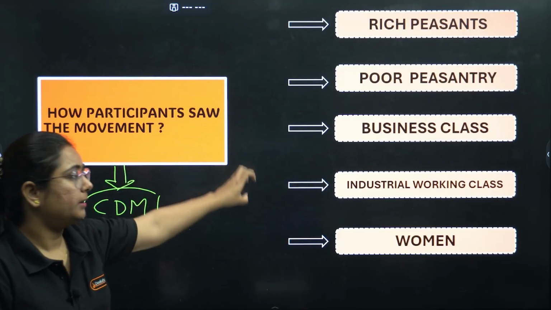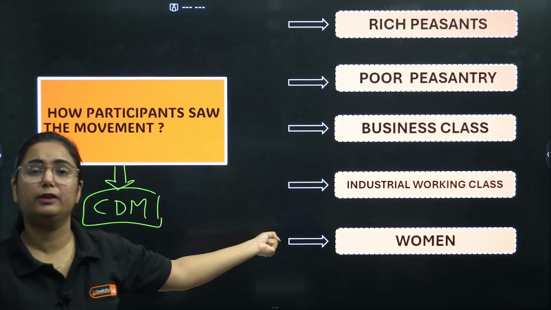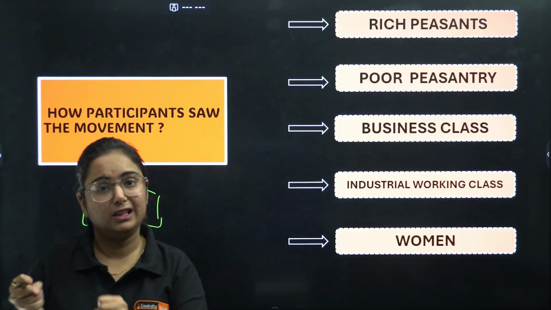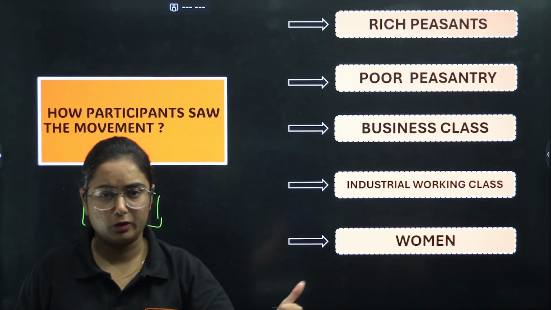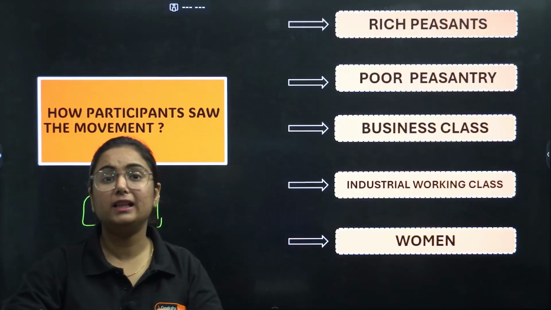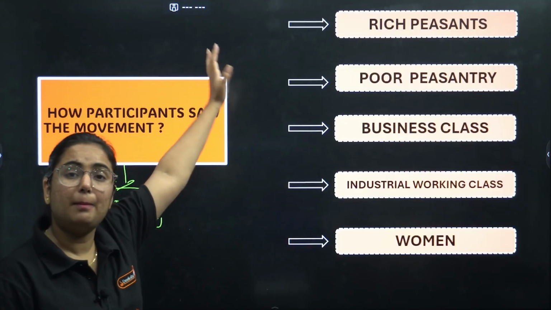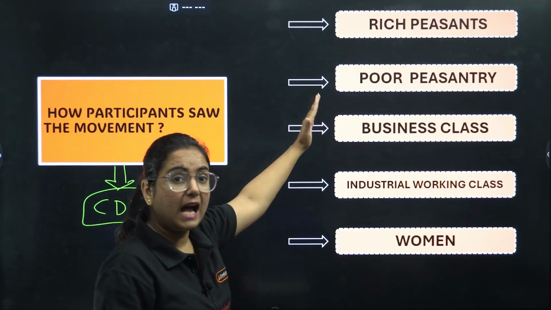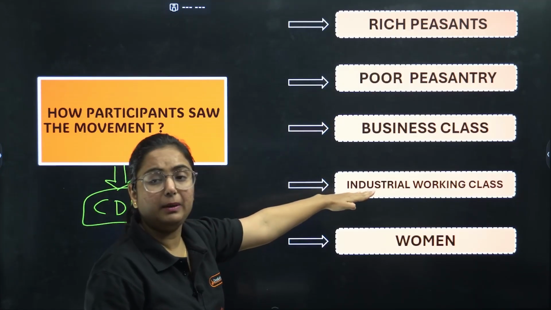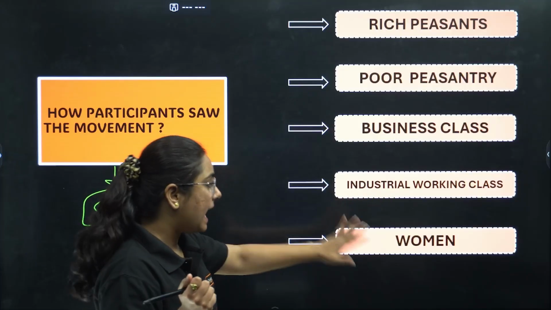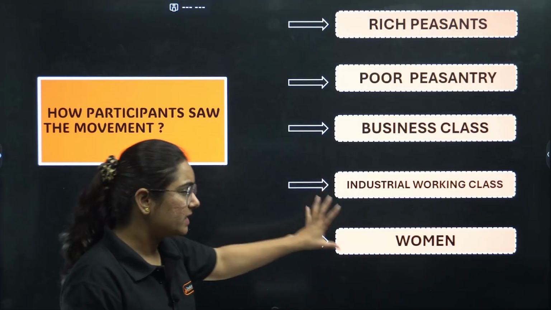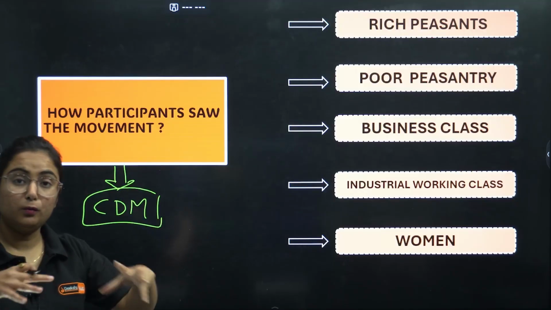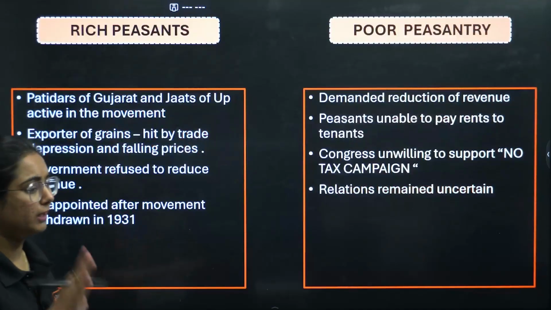There is a different view for every individual in society. Whenever a movement is started in society, everyone is either a part of it or not a part of it. Everyone has their say in that movement. Here we are going to talk about some communities like rich peasants, poor peasantry, the business class, and along with business class, there might be the industrial working class also, and at last, women. These were the people who had some participation in the movement. What was their view? Now we are going to talk about them one by one.